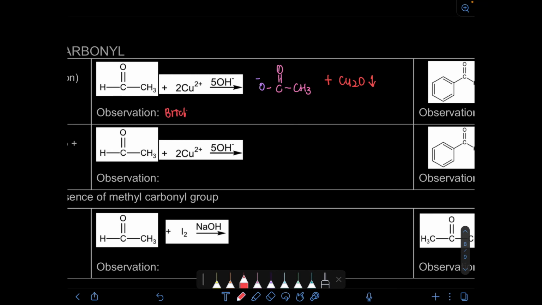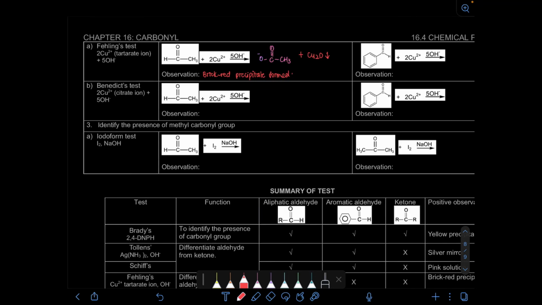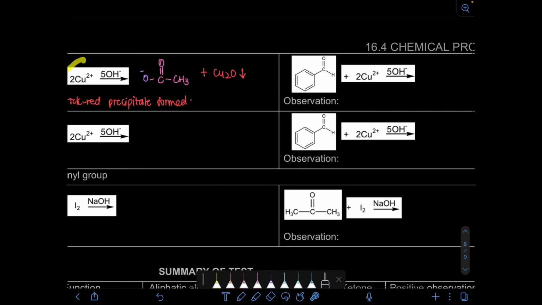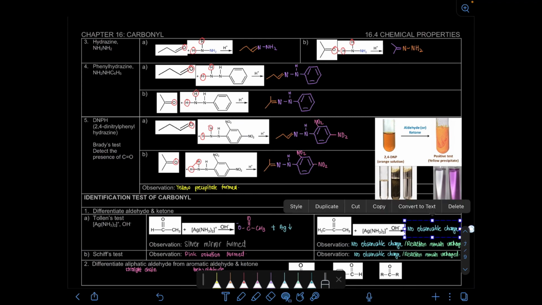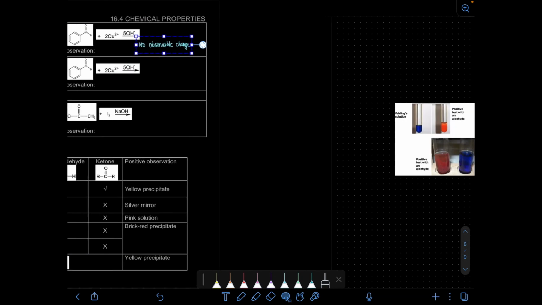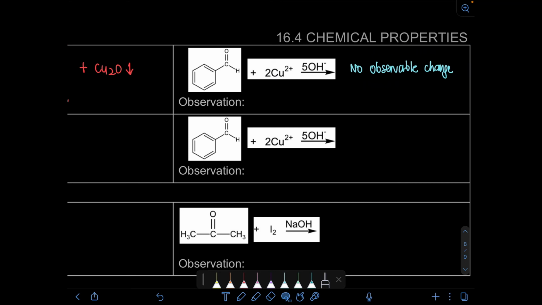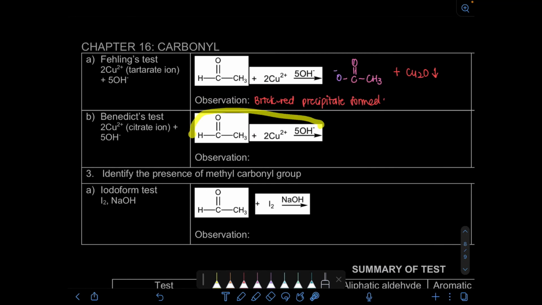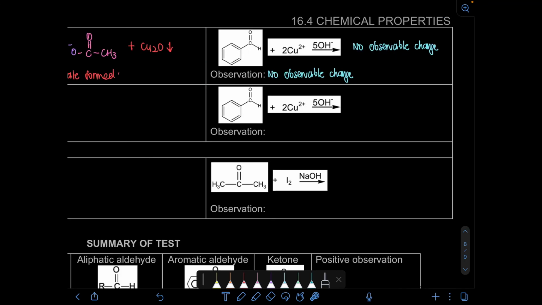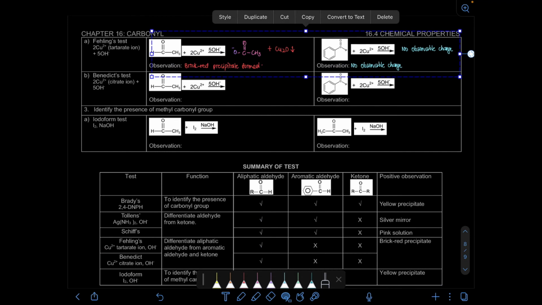Okay, so what is the colour? Colour dia sebenarnya adalah brick red precipitate. So this is actually for a positive result. Okay, so kalau dia adalah aromatic aldehyde, sama juga dia akan negative result. So dia adalah no observable change. So Benedict test pun sama sahaja. Beza dia sebenarnya nama of ion tu je. Okay, so what I'm going to do, I'm going to copy paste all of it.